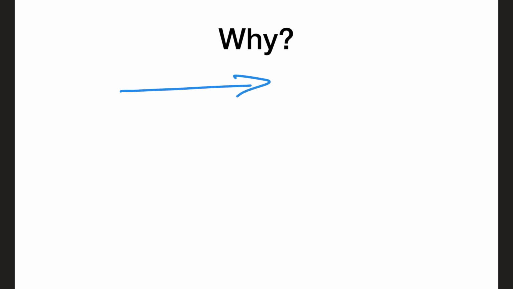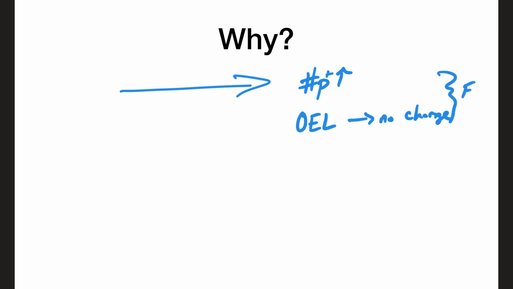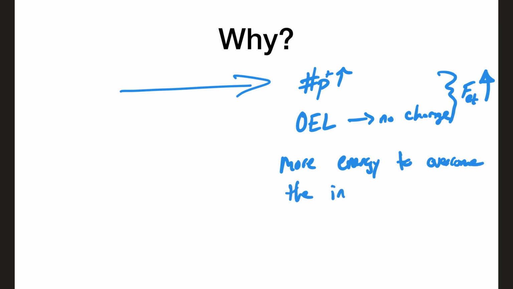As we go across a period, what happens to the number of protons? Number of protons goes up. What happens to the number of occupied energy levels? No change. Conclusion about that, what's going to happen to the attractive force? Attractive force is going to go up. So if the attractive force is greater, that's a reason why it's going to require more energy to overcome that attraction. More energy to overcome the increased attractive force.